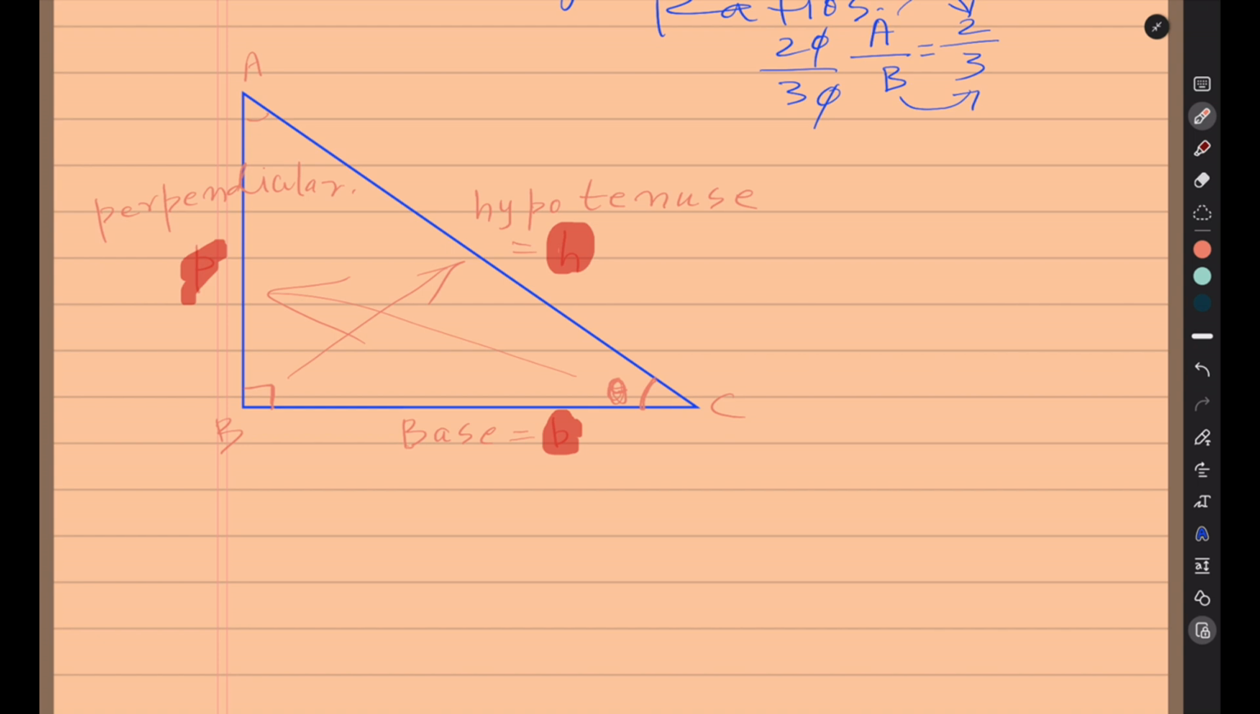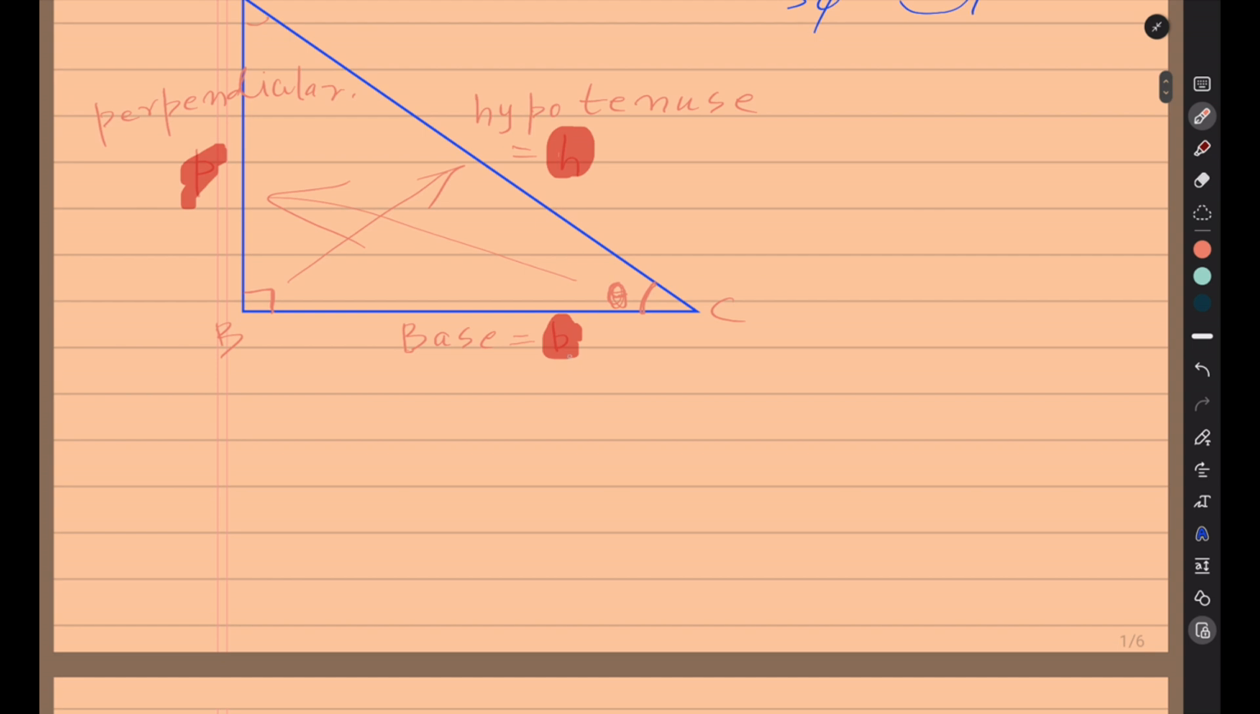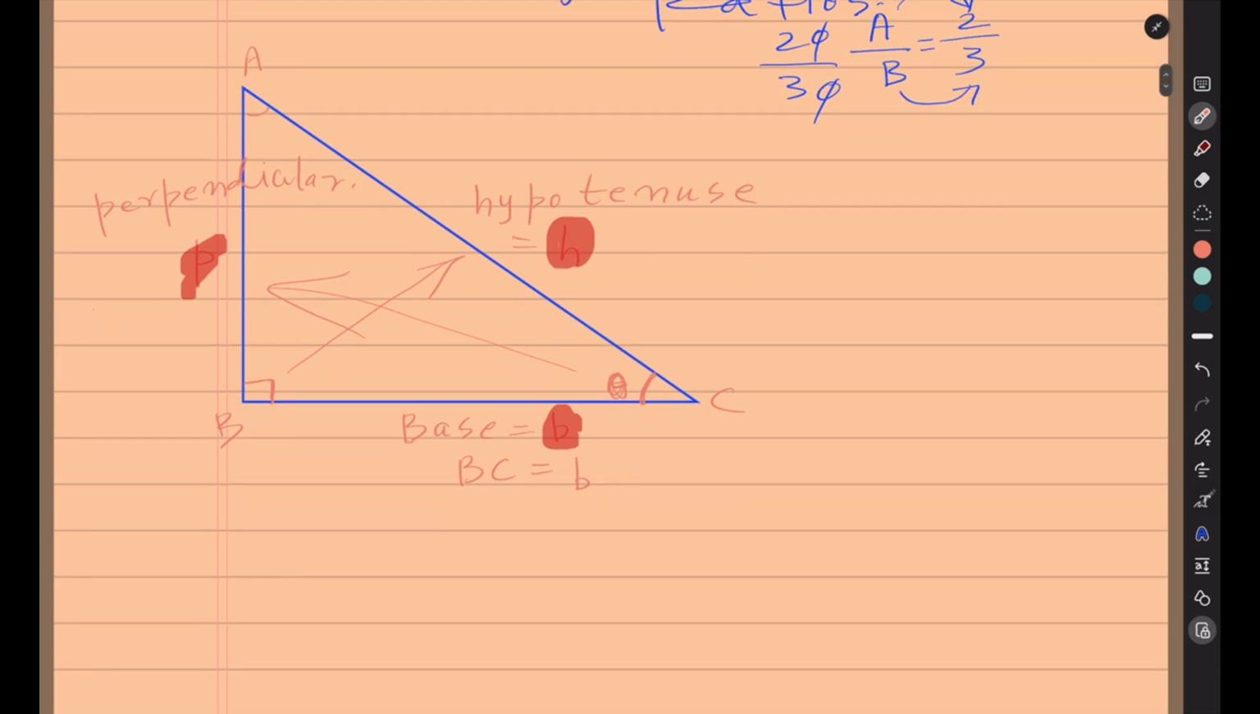And before that, let me just clarify one thing. By B, we mean the length of the side BC. So, for example, the length of side BC is B, the length of side AB is P, and the length of side AC is H. So if this is clear, we can go forward and read about some trigonometrical ratios. Hope this is clear to you.